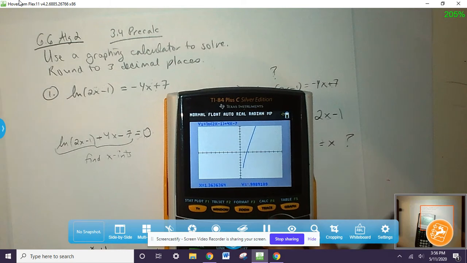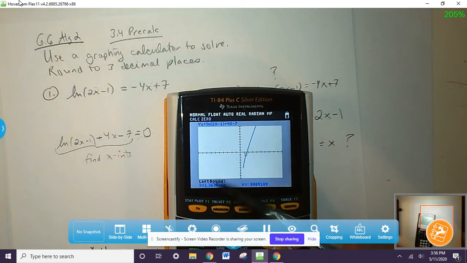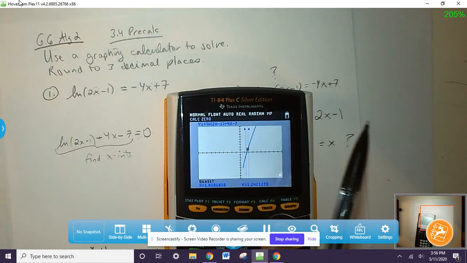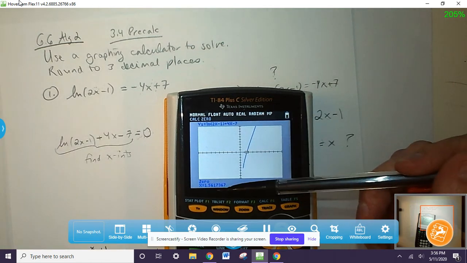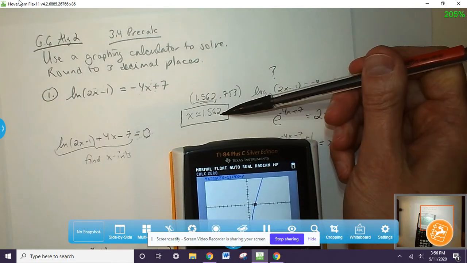If you're doing second trace 0, it says first left bound, so make sure you're to the left of the x-intercept. And then it says right bound, so go to the right of the x-intercept. You don't have to be exactly where I am, but make sure you're to the right of the x-intercept. And then get as close as you can to take your guess. You know you're finished when it says 0. And you see here you have 1.562, the same answer that we got using the other technique.